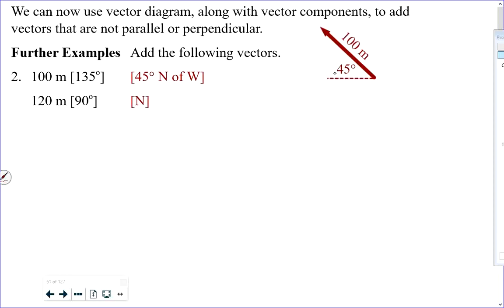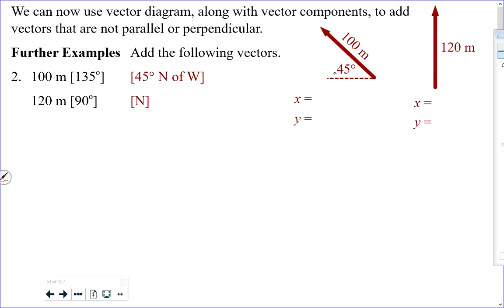Okay? So, this is what one of the vectors looks like, and I think you should draw this. We are not going to be drawing the vectors tip to tail. We're just drawing each one separately so we can look at them. And this is the other vector. No need for an angle there. North is north. What we would like to do here is find an x and a y component of each.